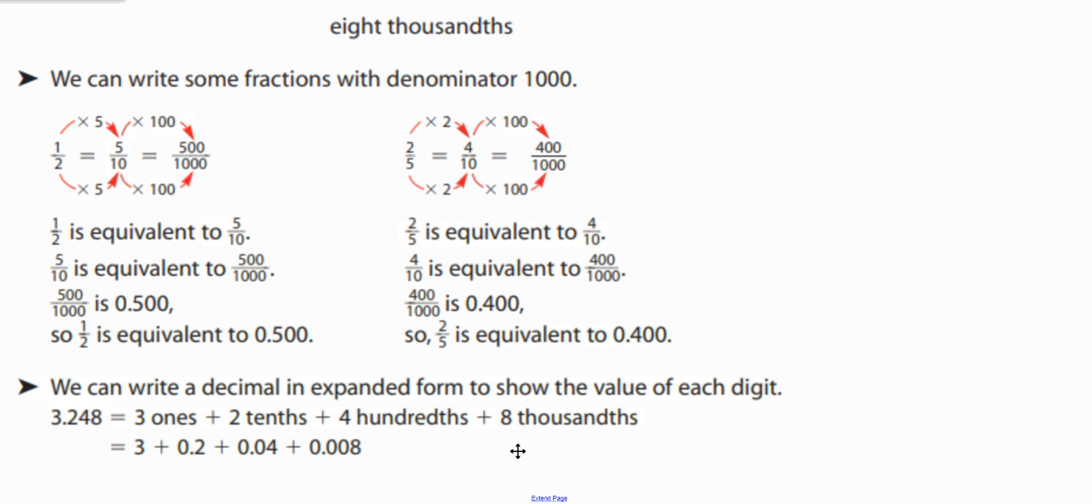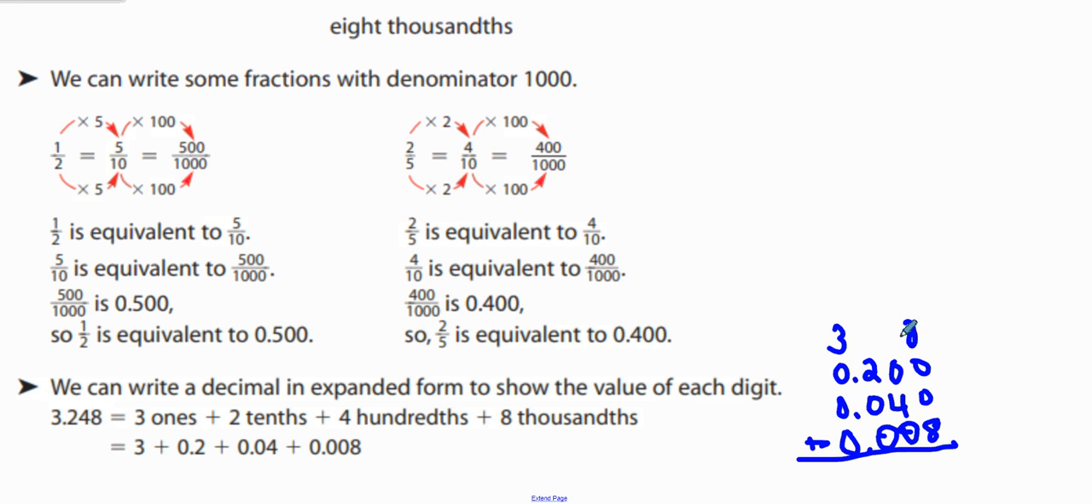Now, I know some of you enjoyed writing this vertically instead. So if you're writing it vertically, and please excuse my computer writing here, I would have 3 plus 0.2 plus 0.04 plus 0.008. Now, to make this look a little bit prettier, I'm going to fill in the zeros here. It's getting really messy, I'm sorry. And so here, if I were to add straight up and down, I would get my 3.248.